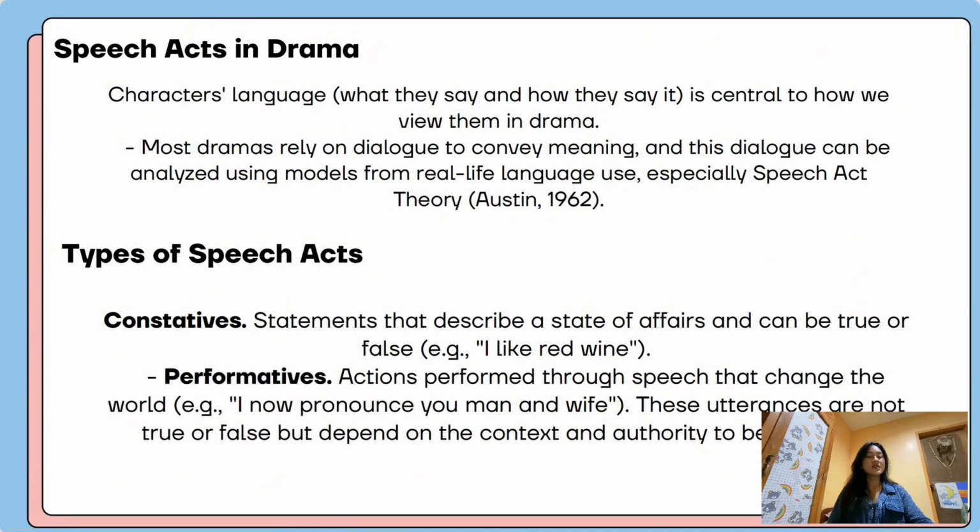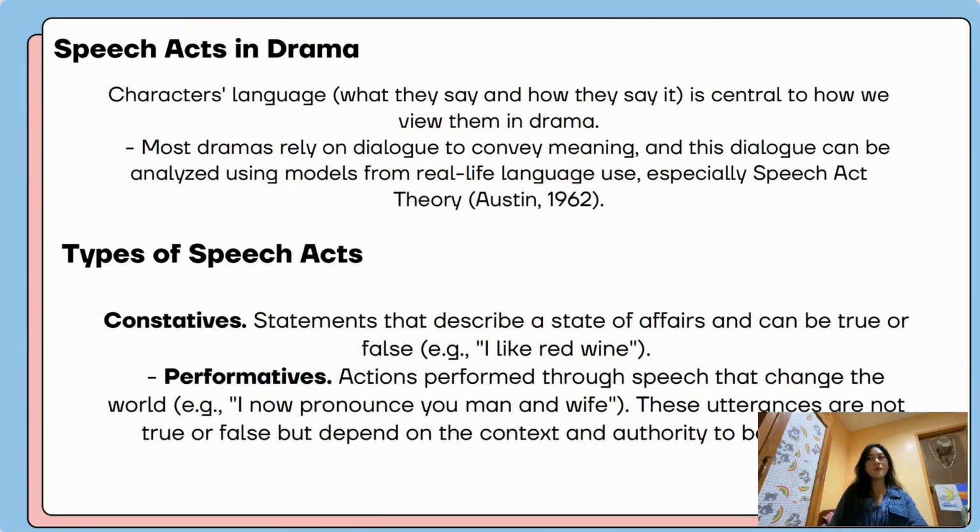So first, let's talk about constatives. These are statements that describe something about the world or a situation. They can be true or false based on whether what's being said matches reality.